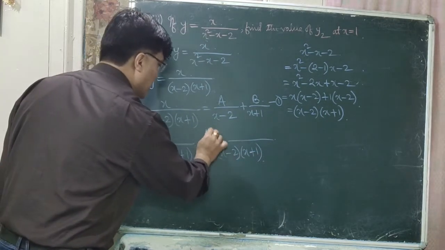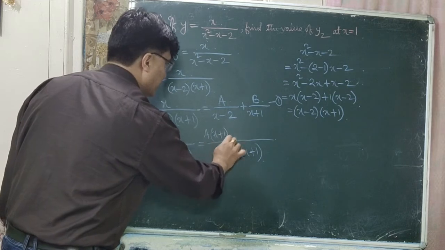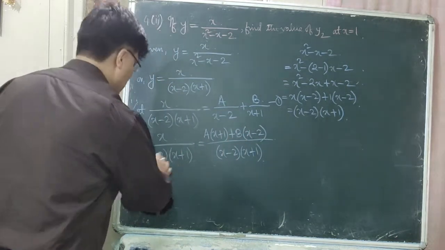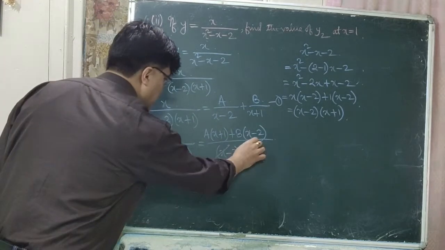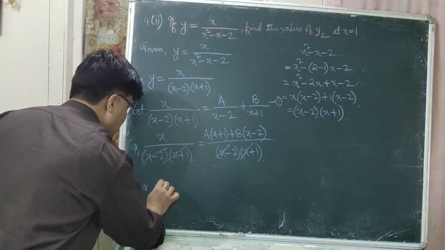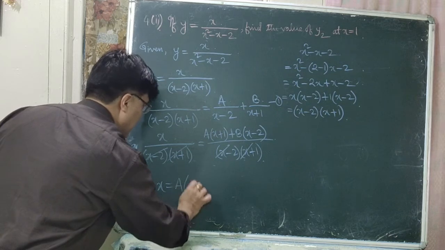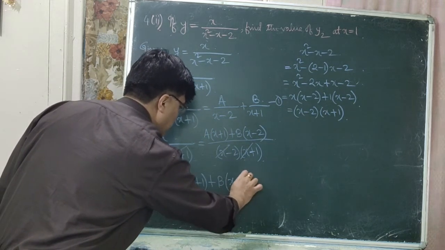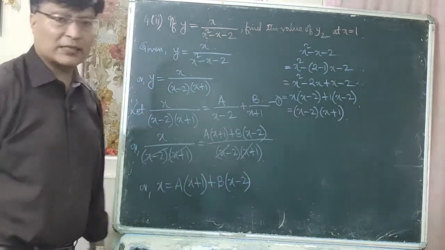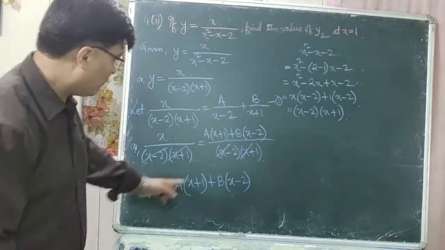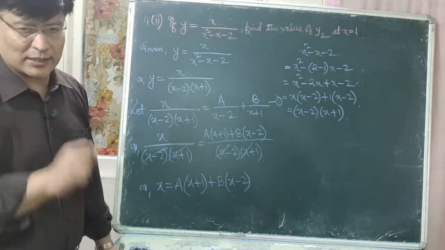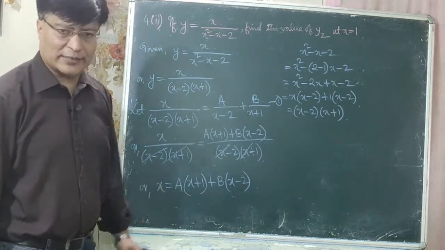In the numerator we have A into x plus 1 plus B into x minus 2. So here you can cancel the x minus 2 into x plus 1, or x is equal to capital A into x plus 1 plus capital B into x minus 2. Is it clear to all of you? Now from this equation you can get the values of capital A and capital B, which are constants. Here the variable is only x.